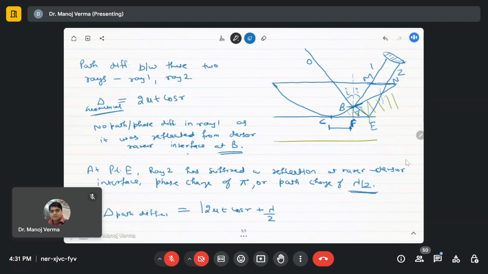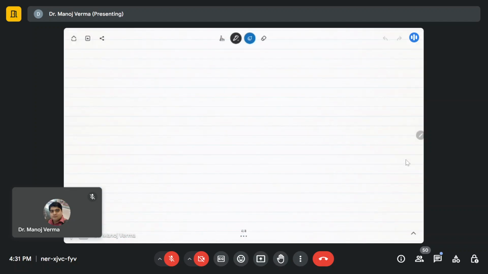Right? So the total path difference between ray 1 and ray 2 is 2 mu t cos r plus lambda by 2. There is no difference, it is exactly the same thing we did in the wedge film, the same result came there and it has come here too. The only difference I will tell you later, in Newton's rings and wedge film, is that, okay, first derive the condition for bright and dark fringes, then we will discuss what is the difference between the wedge shape and Newton rings. So this total path difference is 2 mu t cos r plus lambda by 2.